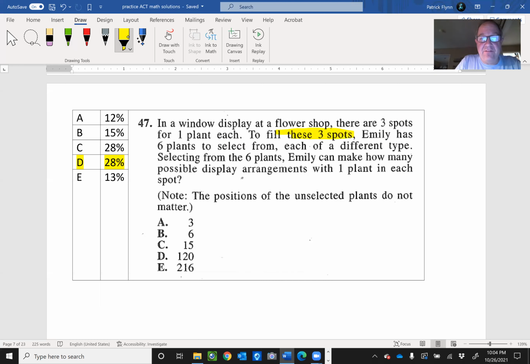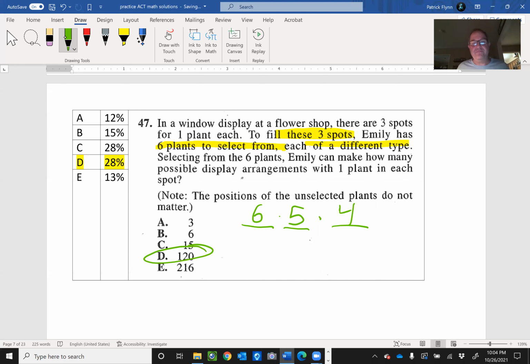So we have 3 spots to fill. And so what I do is I say, draw 3 spots. And there are 6 plants to choose from, and each a different one. Well, how many ways could I put a plant here? Well, there's 6 different plants that could go in the first spot. And there's only 5 different plants that could go in the next one, right? Because there's already a plant in that first spot, and then 4 for here. Multiply those, we get choice D, 120.